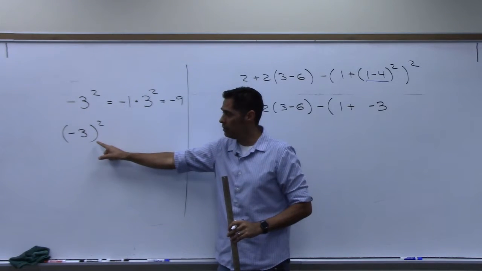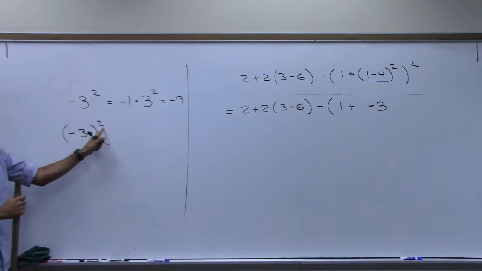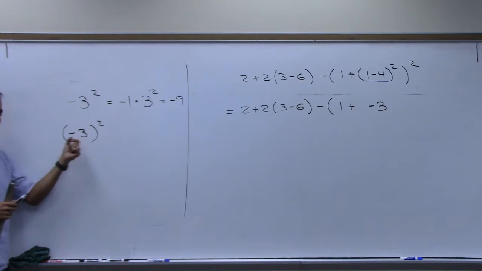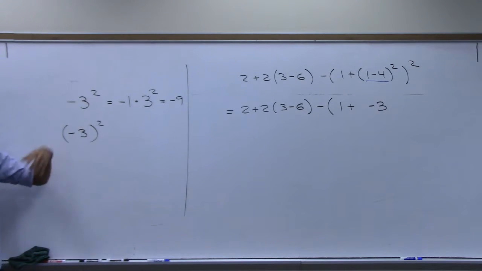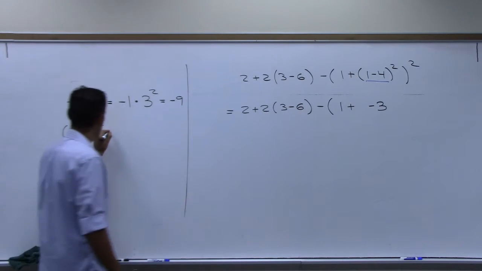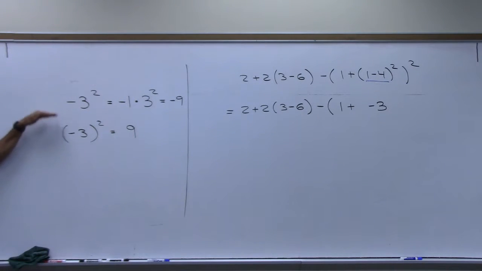This one, however, says that you're going to do the whole thing squared, which means -3 times -3. See, the parentheses pulls that negative in there with it, and it's part of what's being squared. So anytime you have a negative times a negative, it becomes positive. So the answer to this one is +9. There is a huge difference between these two notations, is what I'm trying to get at. They're not the same.